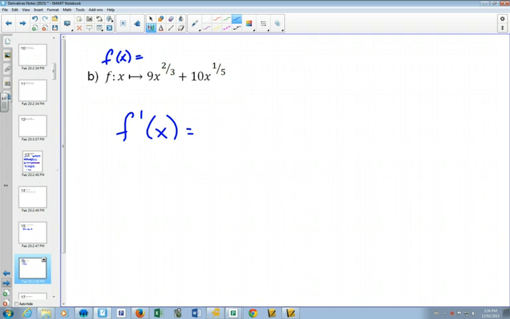Nine times 2/3 would be 6. Subtract 1 from the exponent, you would get negative 1/3. 10 times 1/5 would be 2. Subtract 1 from the exponent, and you get negative 4/5.